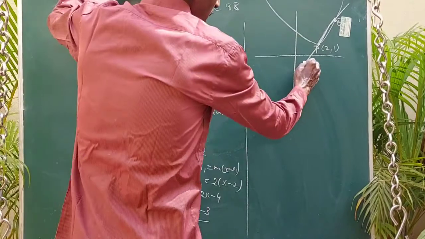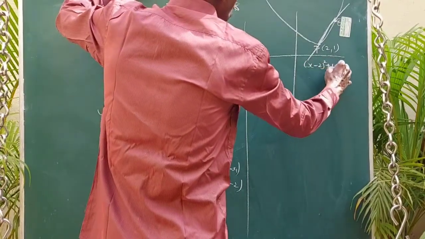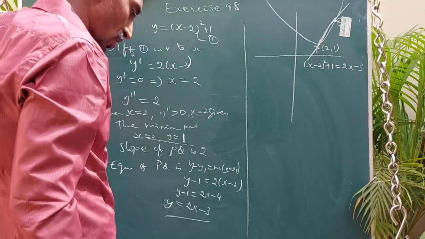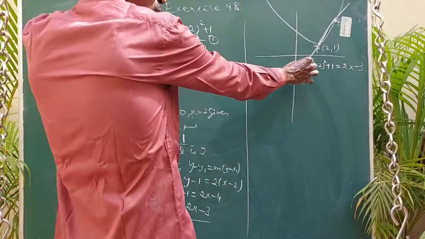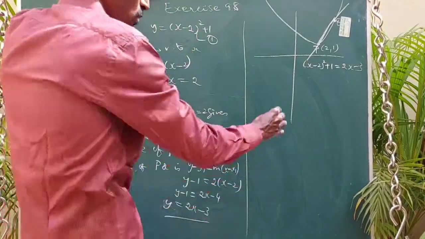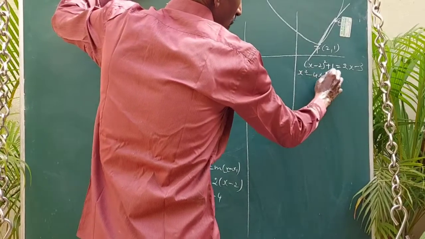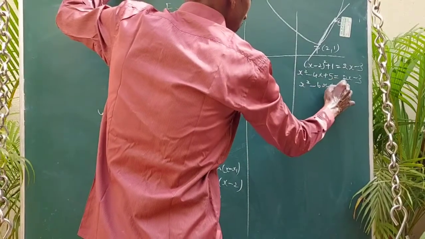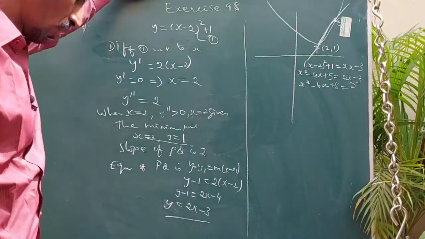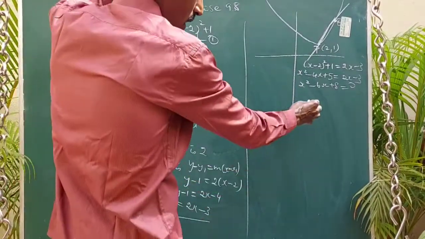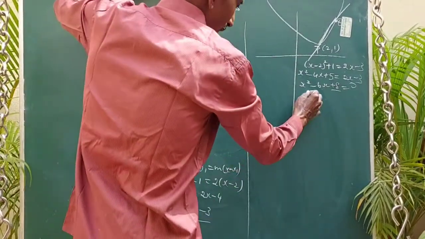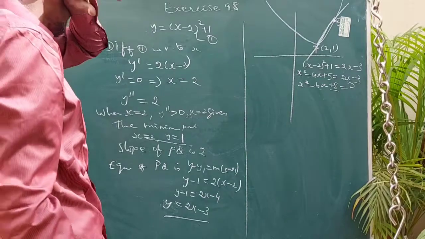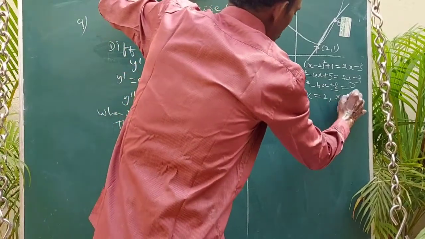So what is that? (x minus 2) the whole square plus 1 equal to 2x minus 3. If we expand and solve, on this side we get x square minus 4x plus 4 plus 1, that is x square minus 4x plus 5, equal to 2x minus 3. So x square minus 6x plus 8 equal to 0. The product is plus 8 and the sum is minus 6, so (x minus 2)(x minus 4) equal to 0. x equal to 2 or x equal to 4.